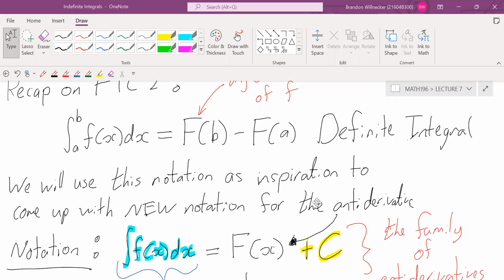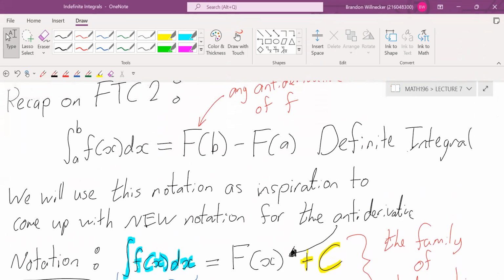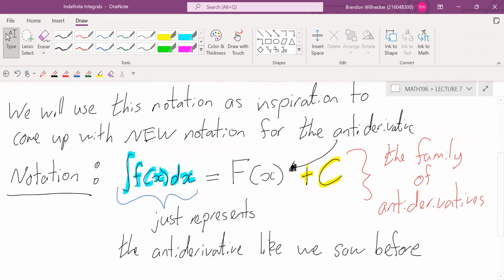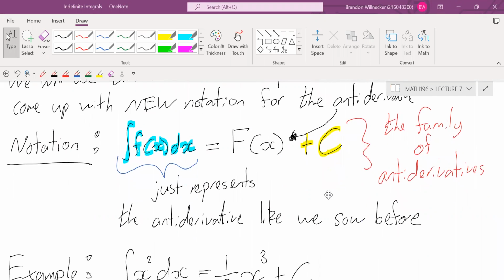So instead of doing the definite integral from a to b, we instead write just the integral sign. We don't put the bounds. And because we don't put the bounds, we don't evaluate the antiderivative at the bounds. We just write the antiderivative, capital F of x. And then don't forget your plus c. Whenever you're working with antiderivatives, you always put the plus c. So it's just new notation. It's not new work or anything like that.